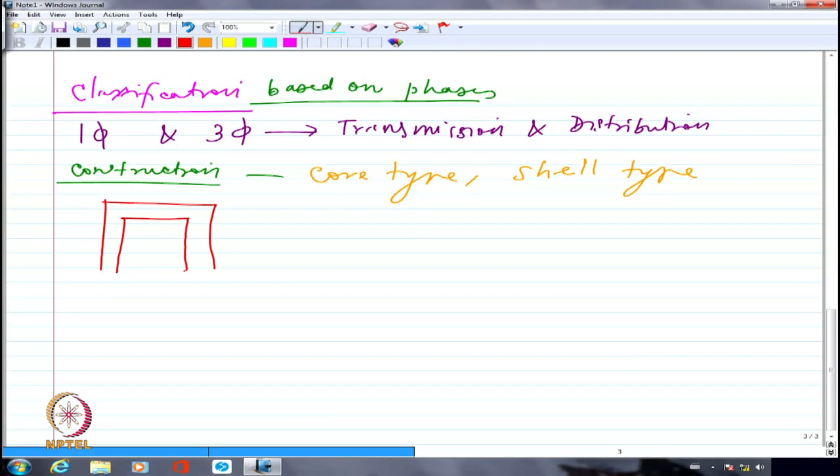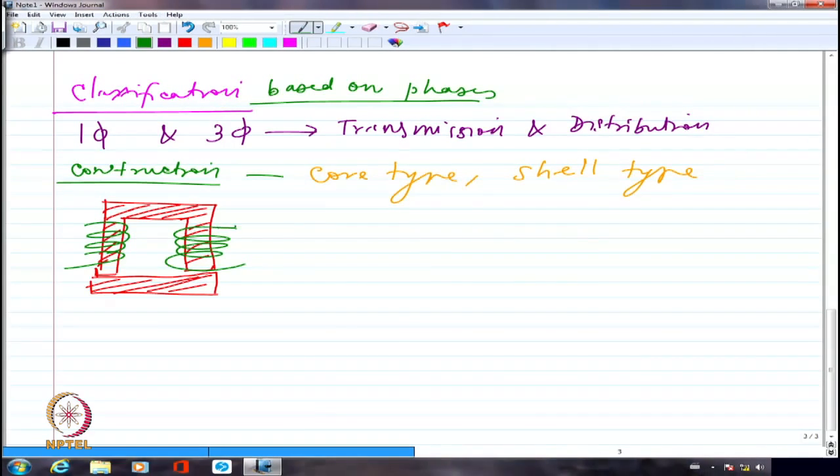Generally, laminations are made in such a way that they will be made by two pieces. One will be of C shape, if you may call this as C shape. The other one is just a straight line or a rod kind of construction. Now what I am going to do is to put one winding here, maybe another winding here. So I call this as core type construction.